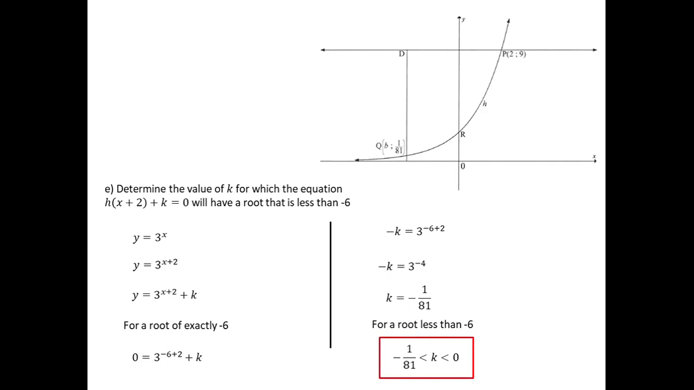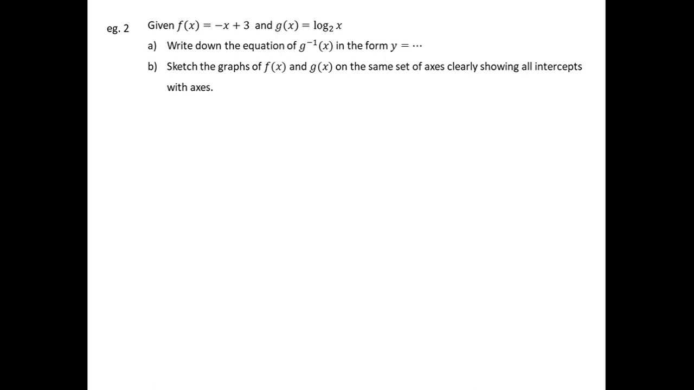It's tricky. Question example number 2. We are given this. f of x equals -x/3 and g of x equals log base 2 of x. Question A: write down the equation of g to the minus 1 of x in the form y equals something. Question B: sketch the graphs of f and g on the same set of axes, clearly showing all intercepts with the axes. Okay, let's have a look at question A first.